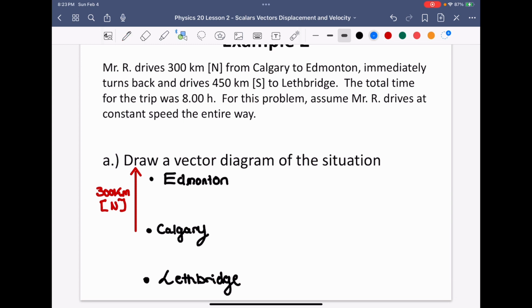So I'm going to draw another arrow, but this time it's going to be going down this way. One thing you notice is that the arrow is longer for the blue one, the second leg of the trip, because it technically has more magnitude. In a vector quantity, it should be represented by a longer arrow. Let's make sure the label is on there. This is going to be 450 kilometers in the south direction. There it is. The only thing I may add is that Calgary is going to be our start, and Lethbridge is going to be our ending position. That would be an important detail.